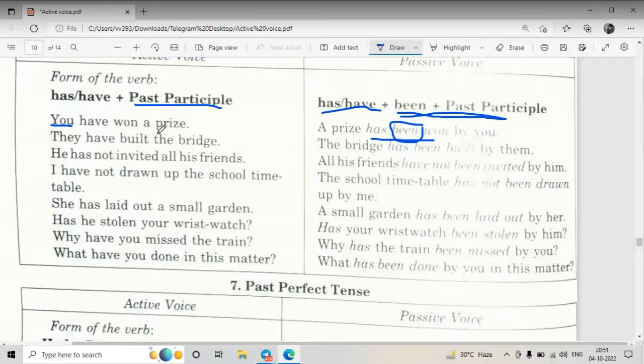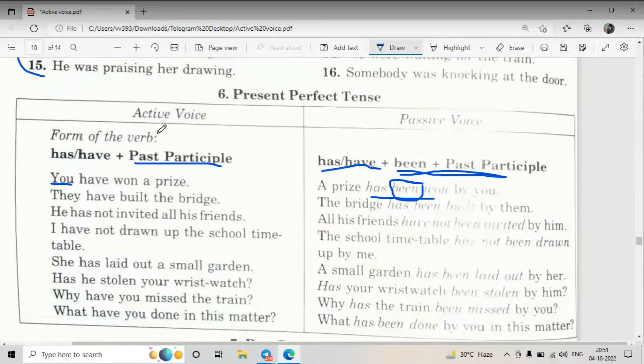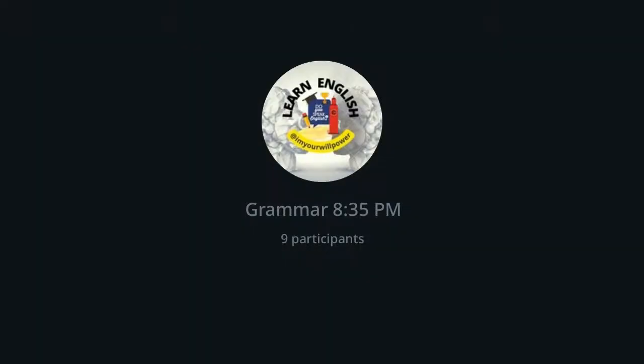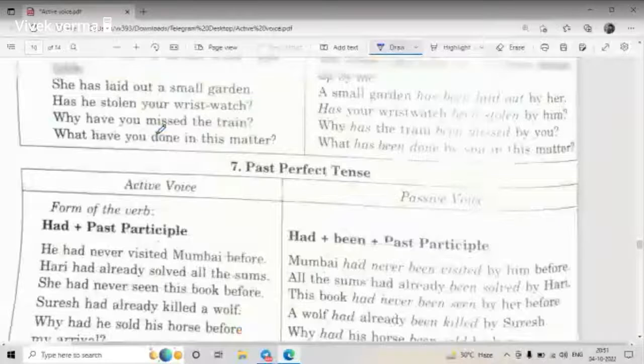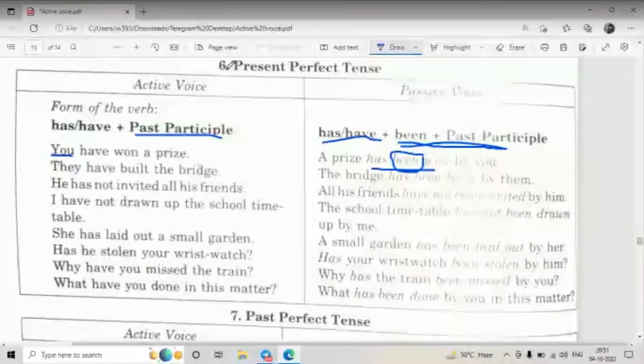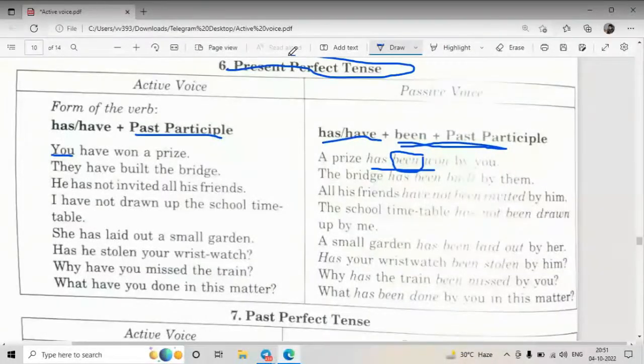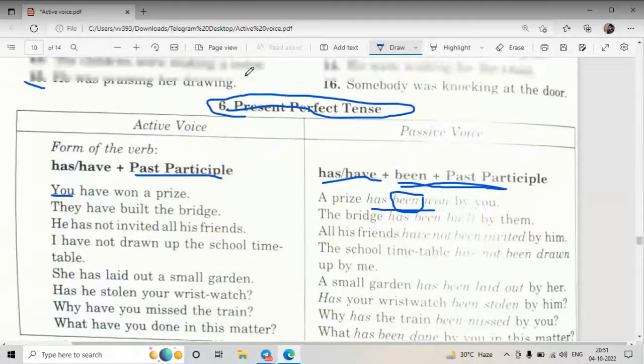She has laid out a small garden. A small garden has been laid out by her. And: Has he stolen your wristwatch? Has your wristwatch been stolen by him? So these are basically some good sentences. I hope you all understand it well. Now, if you all have any doubt in this form, present perfect tense, you can ask me, and you can also make sentences on this.